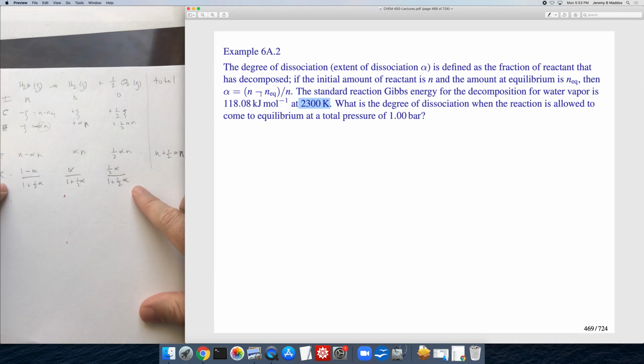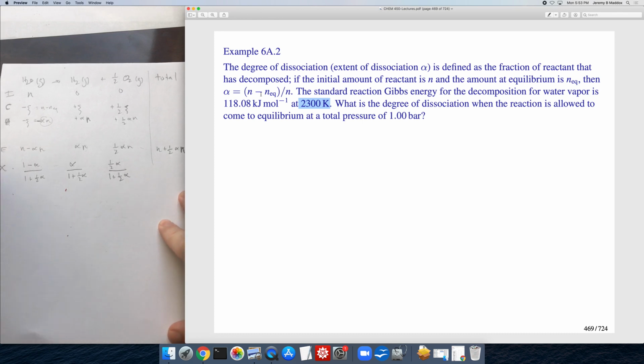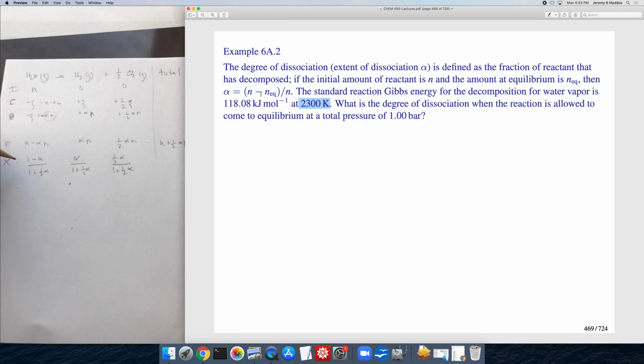Those are the mole fractions. And if we make the approximation here that the total pressure is 1 bar, that would indicate for this reaction that the value of the extent of reaction is very small.